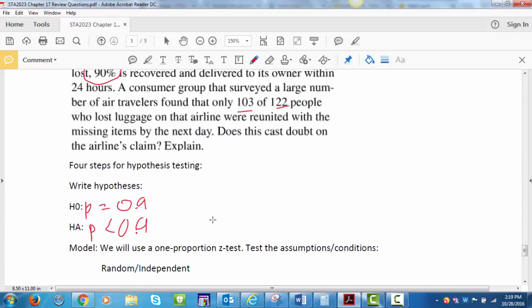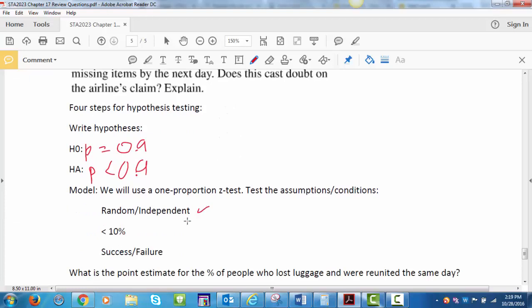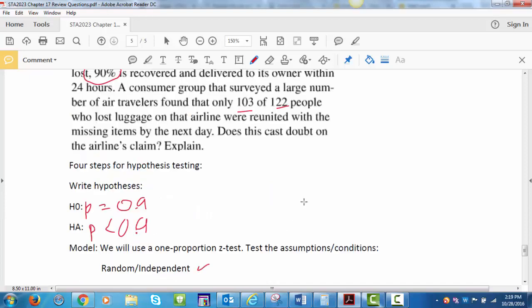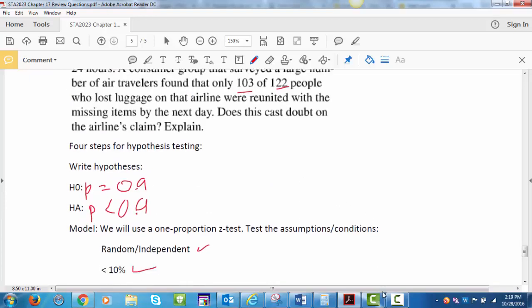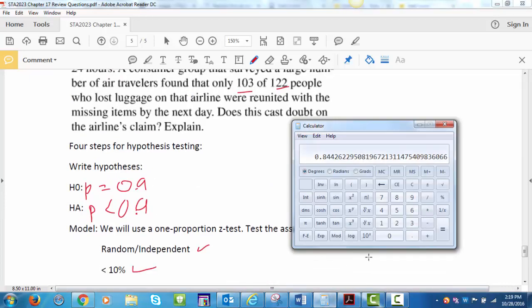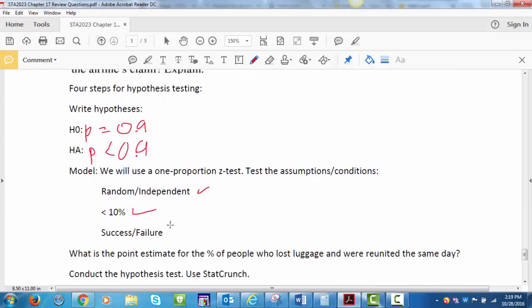Okay, random independent. It didn't really say it was a random sample, but I think it's safe to assume it. Less than 10%, yes. Success failures is going to be 90% of 122. So let's get my calculator up. So 0.9 times 122, which gives me 110. And then I'm going to do 10% times 122, which is giving me 12.2. So those are both greater than or equal to 10, so I'm good to go on success failure.